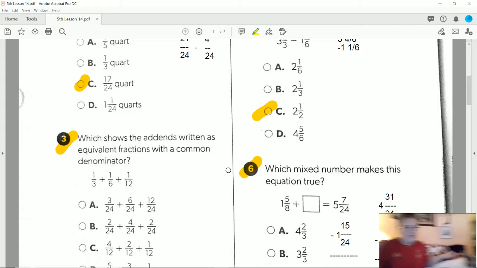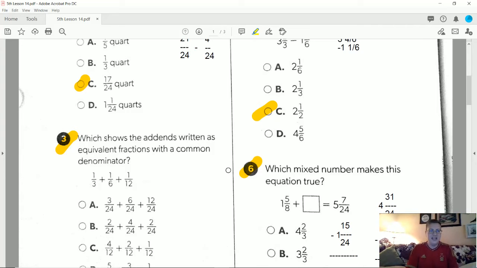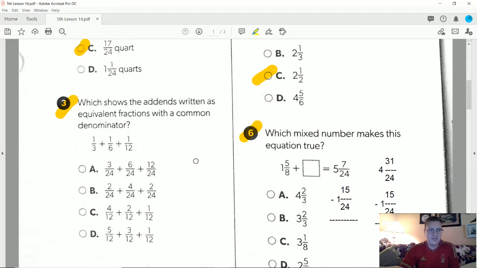Number 3, which shows the addends written as equivalent fractions with a common denominator. We are going to be looking for the common denominator of 12 for this, although we could also use 24. But if we use 24, we would have to figure out how many times do I count by 3 to get to 24? It would be 8. And the top number here would have to be 8.